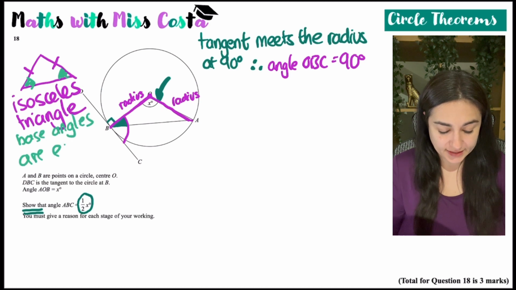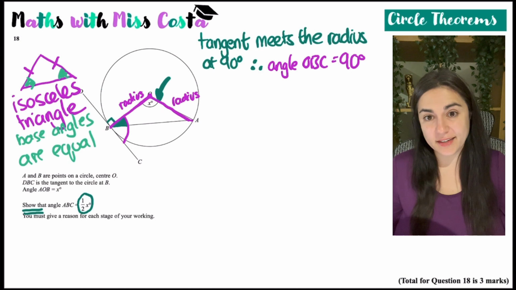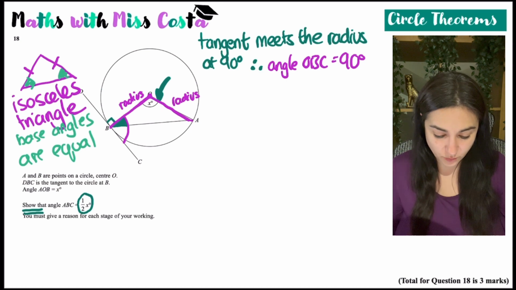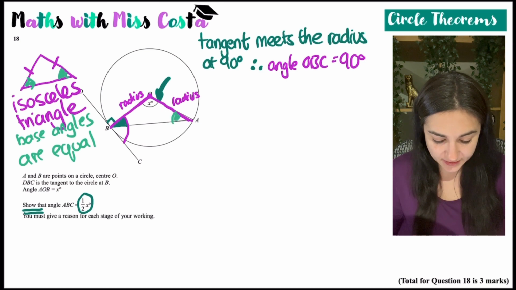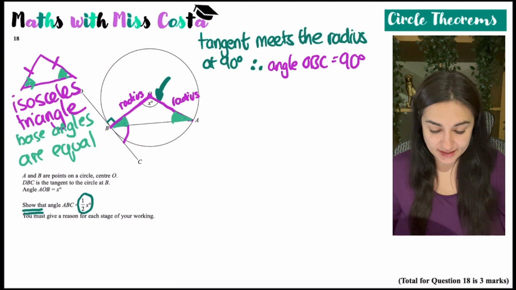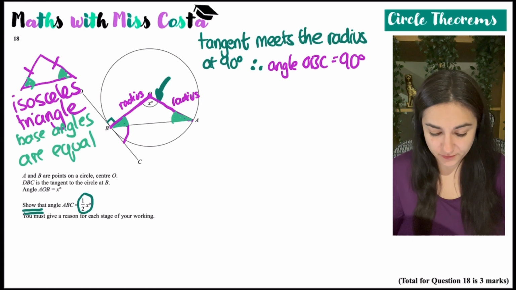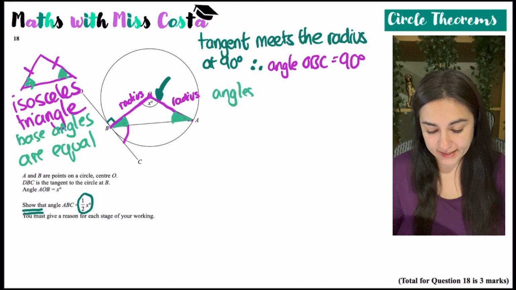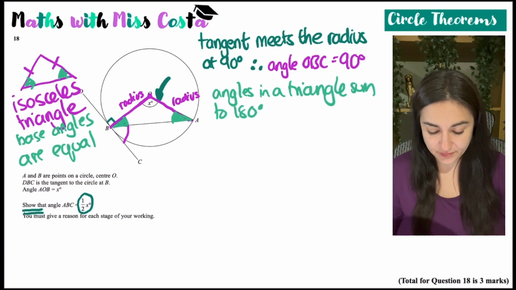Okay, so if I know this, I can start to form an expression for what the base angles must be. So this angle here and this angle here are going to be equal. Now, what do angles in a triangle add up to? Angles in a triangle sum to 180 degrees.